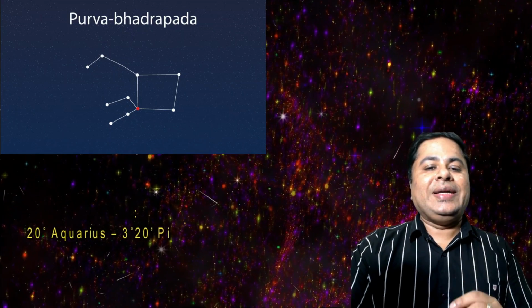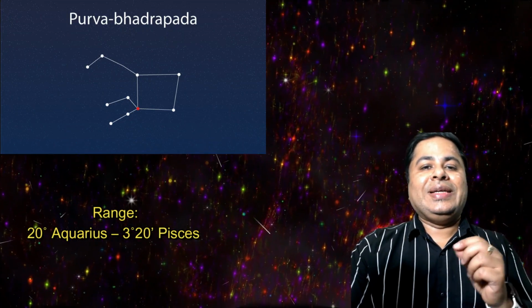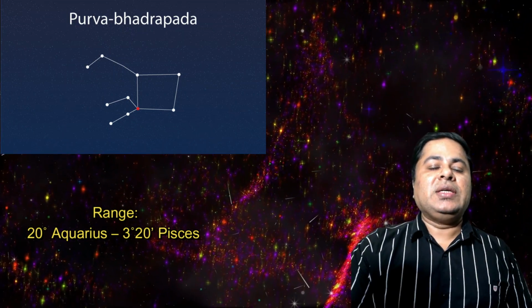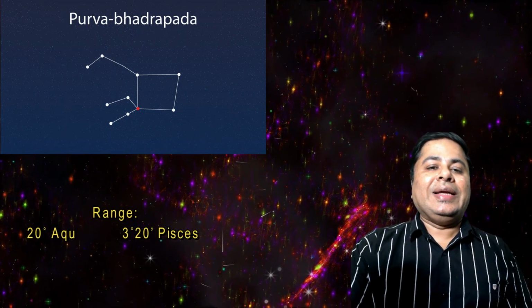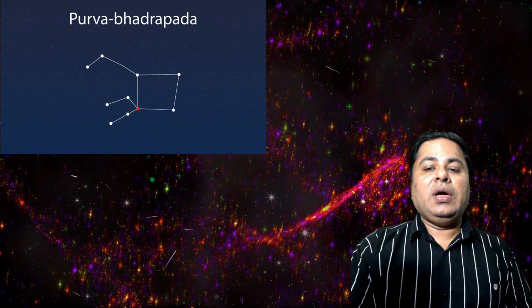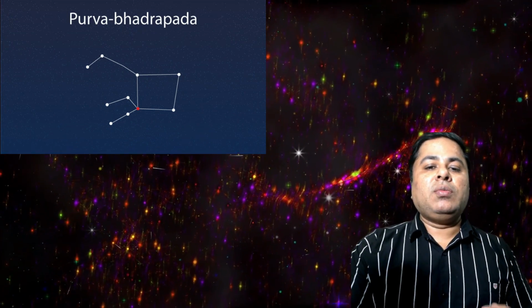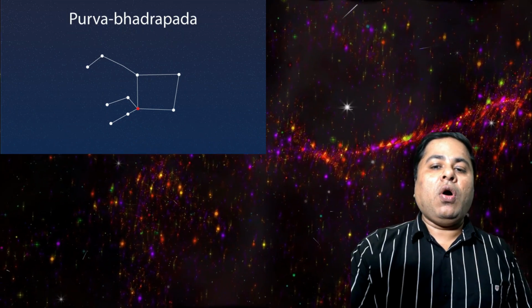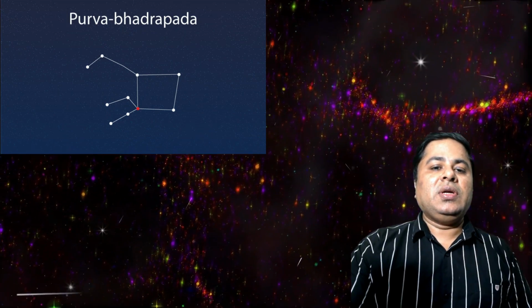Very stubborn. Now comes the 25th nakshatra, Purva Bhadrapada. It ranges from 20 degrees of Aquarius to 3 degrees 20 minutes of Pisces. Its ruling planet is Jupiter. Its deity is Aja Ekapada, a form of Rudra Shiva. Its guna is sattvic. Its symbol is the front legs of a cot or a two-faced person.